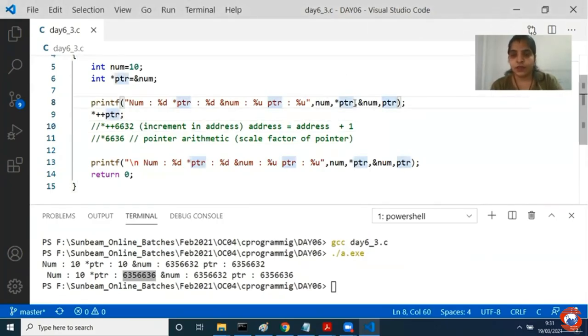देविदास, you can take any combination. अगर आपने कैरेक्टर पॉइंटर लिया और आपने उस पॉइंटर को प्लस प्लस किया तो कैरेक्टर का स्केल फैक्टर क्या है? 1. तो वो पॉइंटर 1 लोकेशन आगे जाएगा. This is common, and you can say it will work in a similar way. You can practice. Alright. How to convert 6632 to 6636?